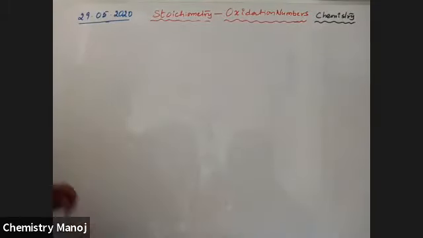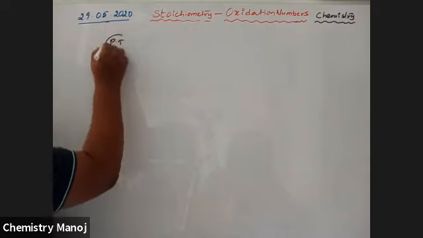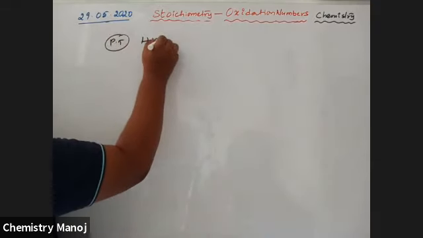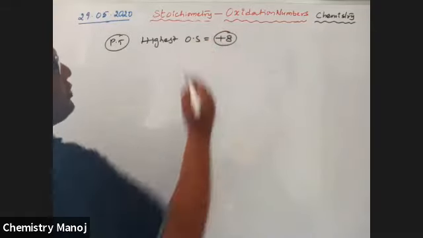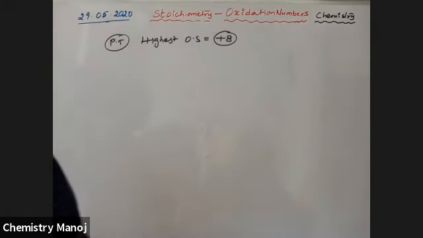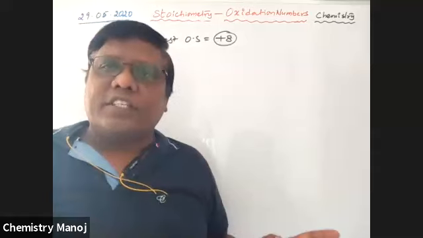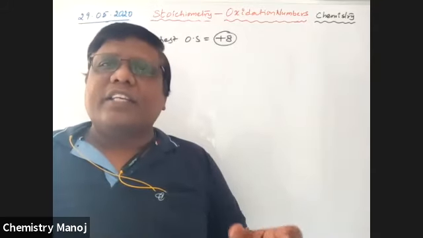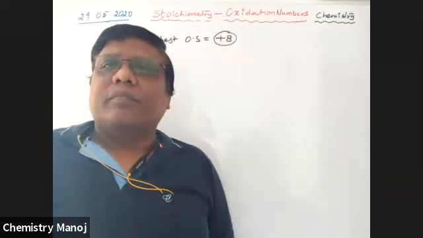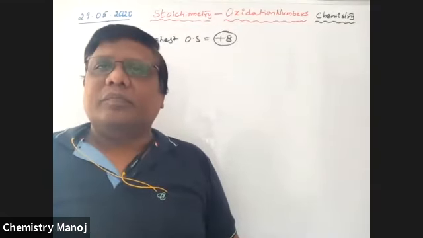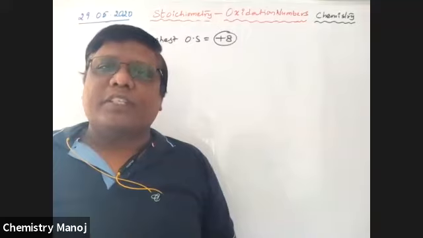In our periodic table, the highest oxidation state is equal to +8. So during calculation of oxidation state, if the oxidation state is greater than +8, you must be wrong, because the highest value is +8.